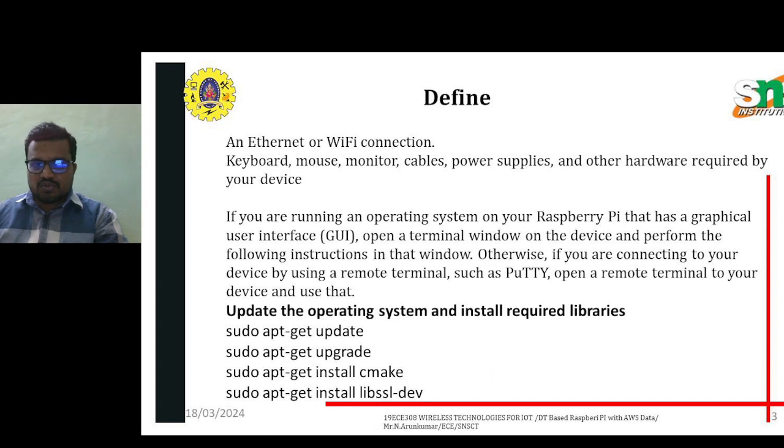Define part. The define step is the method to configure which kind of information has to be installed in the particular software. Especially for this Raspberry Pi, we need a Wi-Fi or Ethernet connection, keyboard, mouse, cables, power supplies, and other hardware required by the device. Based on the establishment of the concerned applications of the machines, we can configure more applications with the help of updating the operating system. To update the operating system, it requires the following steps.